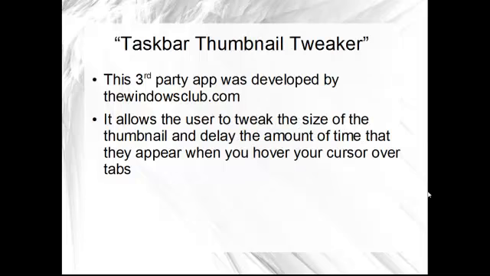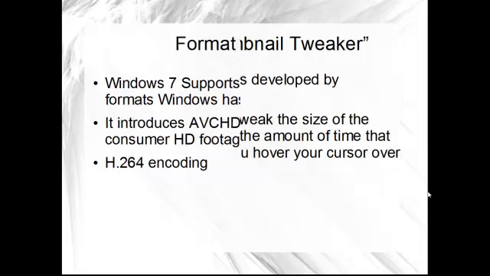There's actually a third-party application developed by a website called thewindowsclub.com called the Taskbar Thumbnail Tweaker. What the Taskbar Thumbnail Tweaker does is allow a user to tweak the size of the thumbnail, either the length or the width of it, and you can also delay the amount of time that they appear when you hover your cursor over the tab. Pretty nifty little application. It's free, by the way.